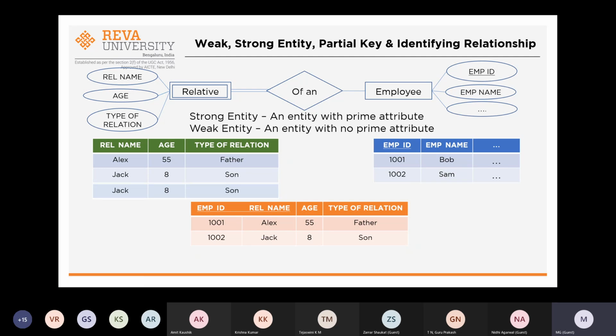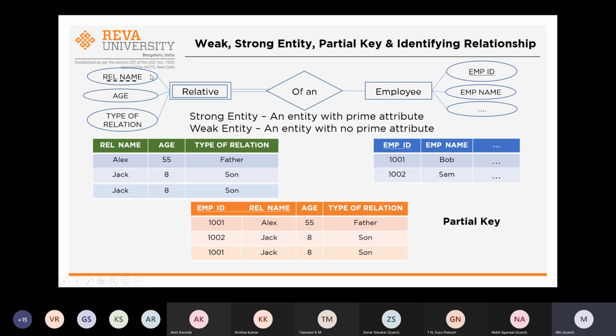How do you manage this? You manage it by using something called the partial key, which is one of these attributes that acts as the partial key for the new table that is created. And what is the partial key here? The relative name. Okay, and you represent that partial key with a dotted underline. Dotted underline means partial key.